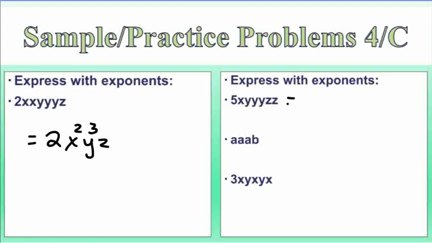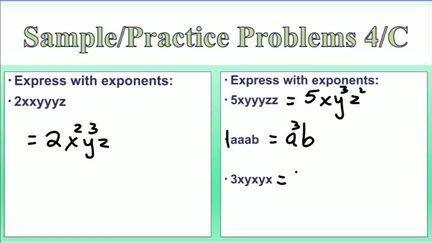Next one, put my number in front, so 5. I have 1 x. I have 3 y's, so y cubed. And I have 2 z's, so that's z squared. Here, there's technically a 1 in front. We just never put that down. So we'll just start with our variables. So it's a cubed, because we have 3 of them, times b.